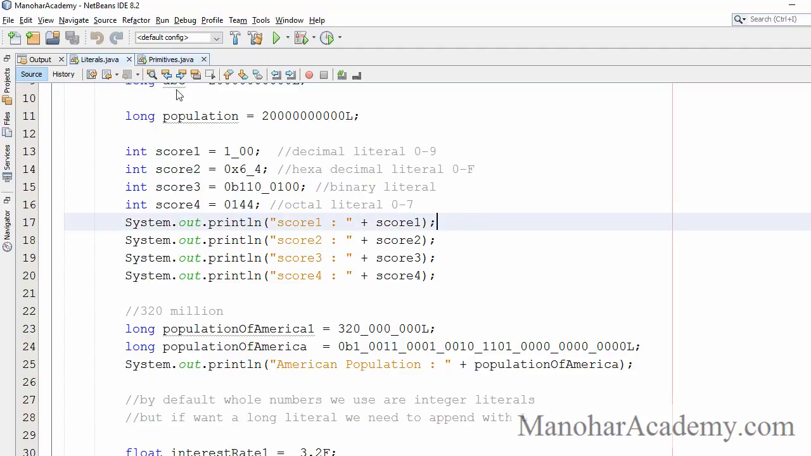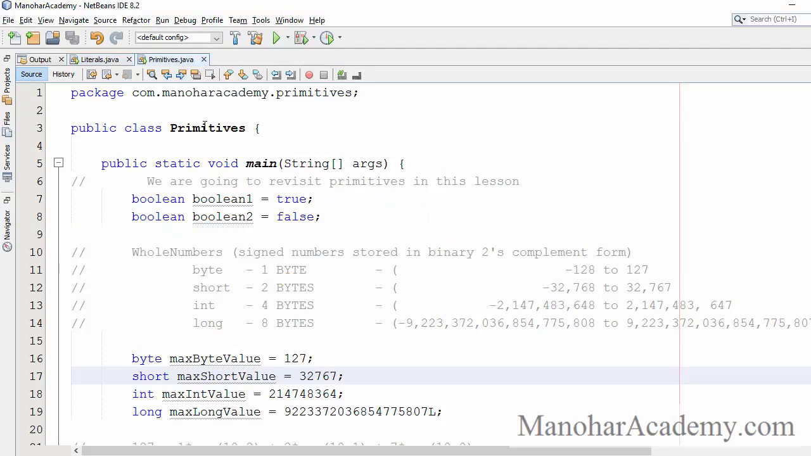Coming to primitives, we have already covered primitives and we looked at them so many times, but in this lesson I am going to get technical. So you are going to see some of the things for the first time. For example, in the previous lesson I said 20 billion is not a valid integer literal, but it is a valid long literal. We will see all those things.